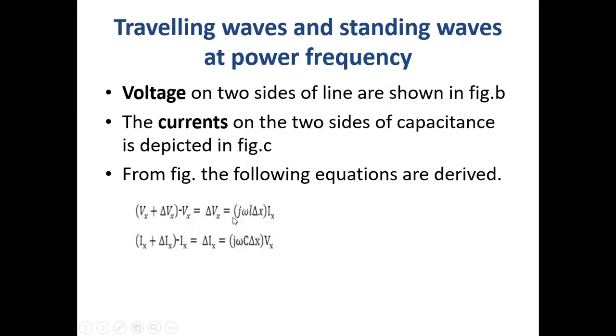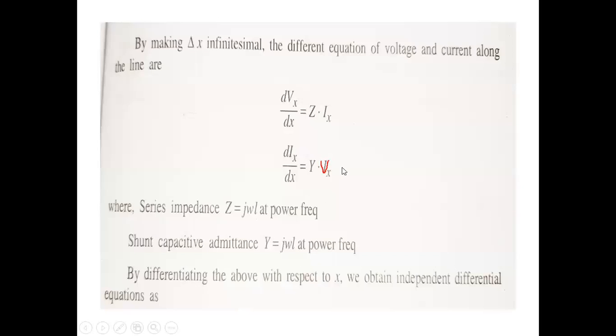Similarly, from the previous current equation, delta Ix divided by delta x is equal to j omega C into Vx, where j omega C is nothing but Y. And we can write the expression as dIx divided by dx is equal to Y into Vx, where Y is equal to j omega C at power frequency.